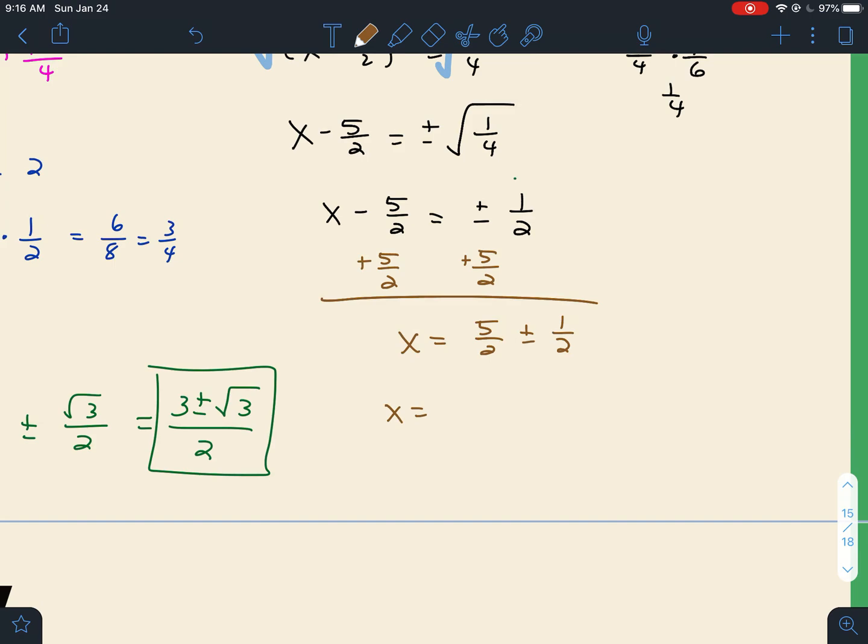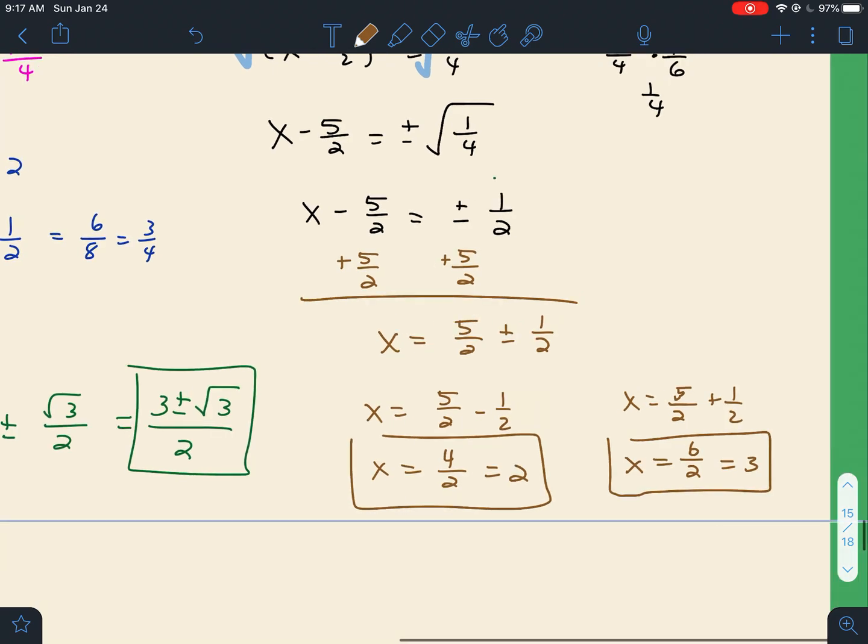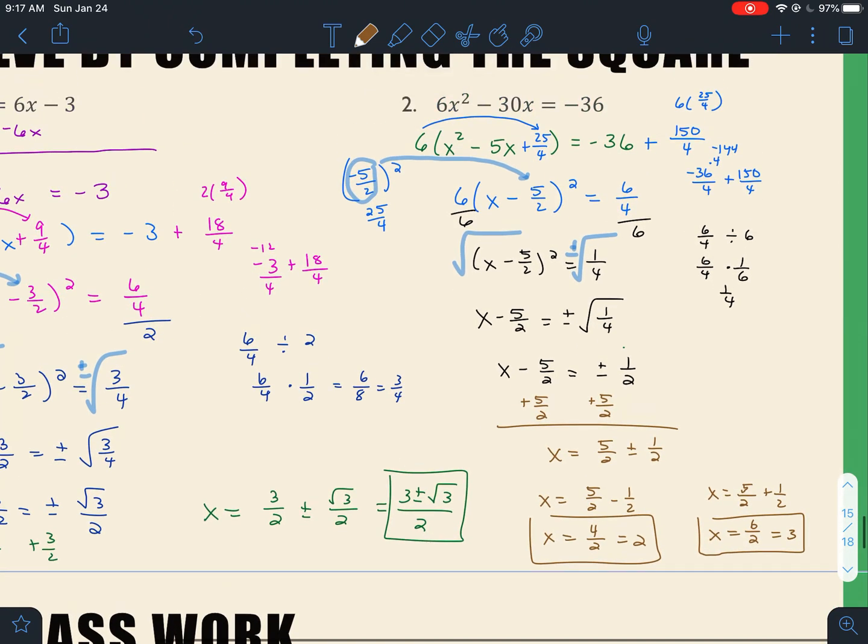Well, I can write this as two separate equations. So 5/2 minus 1/2 or 5/2 plus 1/2. And so this would be 4/2, which is 2. So one of my solutions is x equals 2, and this would be 6/2. So my other solution would be x equals 3. So my two solutions are x equals 2 or x equals 3.